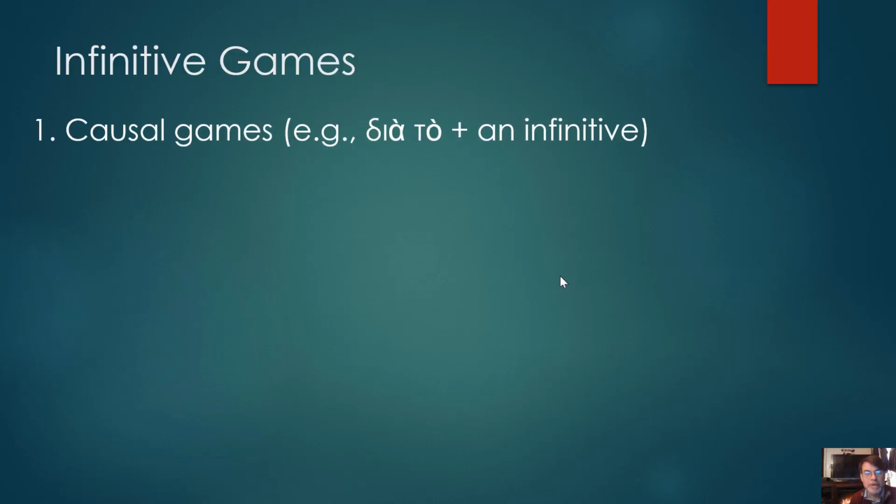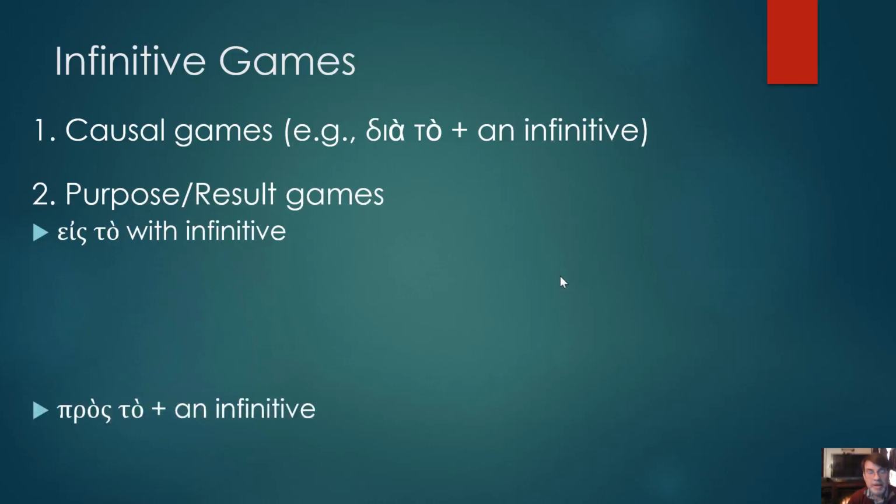So there are causal games. If you have the preposition dia with the article ta on an infinitive, it's going to come out something like on account of the to believe. And you're going to have to come up with because he believes or something like that. The subject, quote unquote, of an infinitive is going to be in the accusative case. So on account of the him to believe is going to come out in English something like because he believes. So that's a causal game that infinitives play.